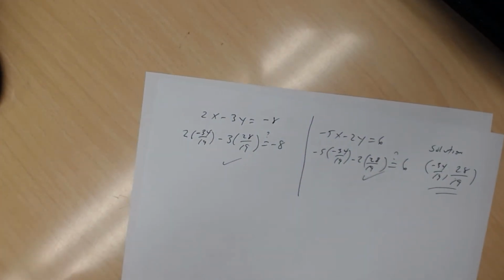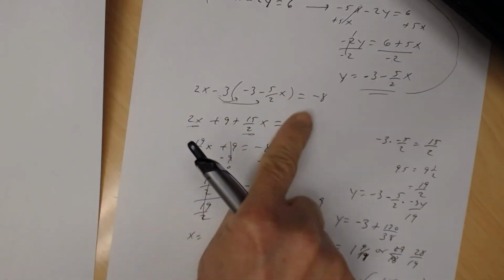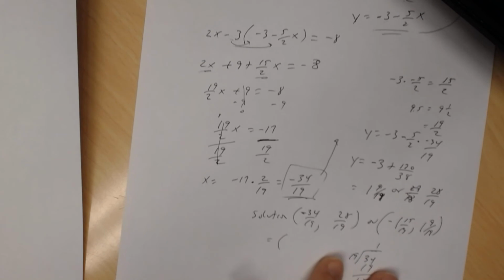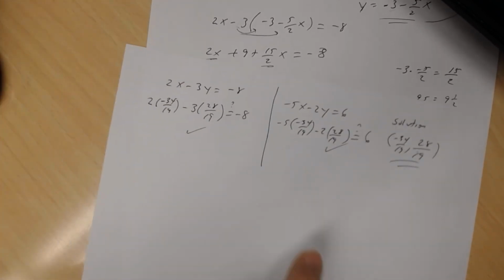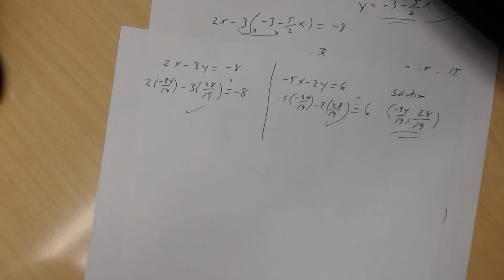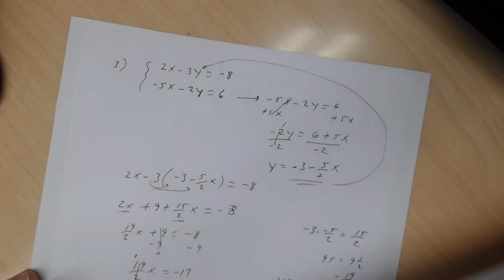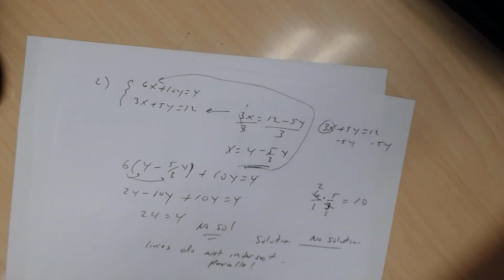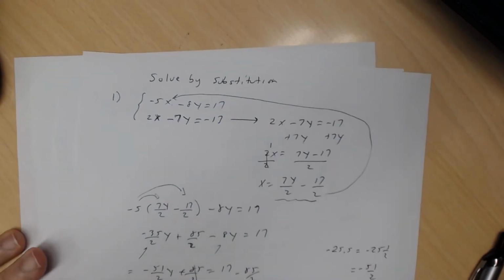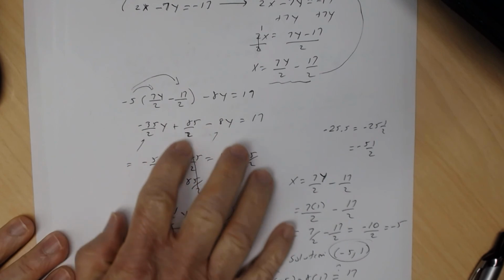So this is my solution. I did not mess up anywhere along the way. If I had messed up anywhere, whatever I got would not have satisfied both equations at the same time. Okay? All right, so that is a review of solving a system by substitution that involves fractions.